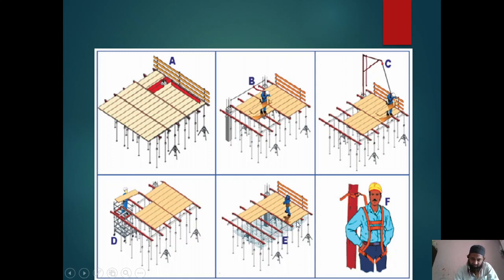And even at these places, a safety net has been provided at the bottom. Safety net is there. Even if by chance the labor falls, he'll fall onto the net. Here also you can see this system has been provided. From the bottom he's doing the work, and you can see this is how the belts are being provided.